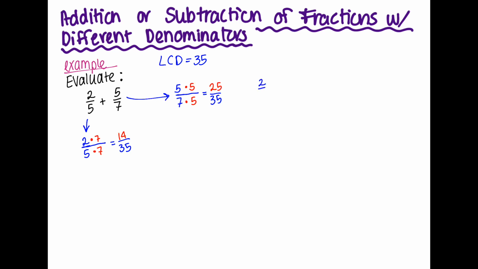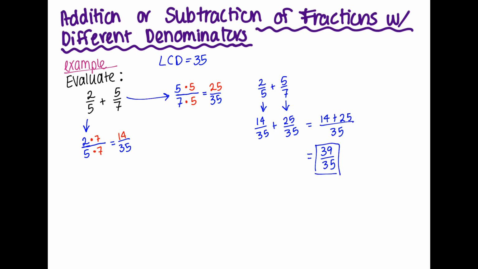So instead of 2/5 plus 5/7, we are going to change this into 14 over 35 plus 25 over 35. Now that these have the same denominator, we can go ahead and add straight across. 14 plus 25 is going to give you 39. So 39 over 35 is our answer. We cannot simplify this fraction anymore, so this is our final answer.